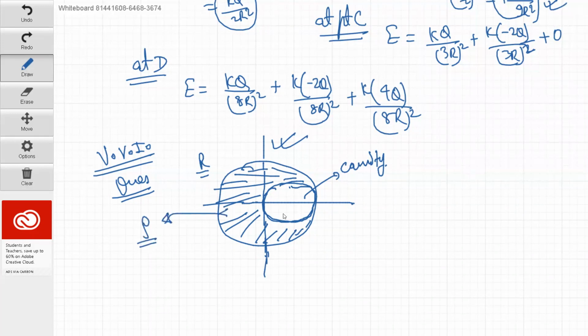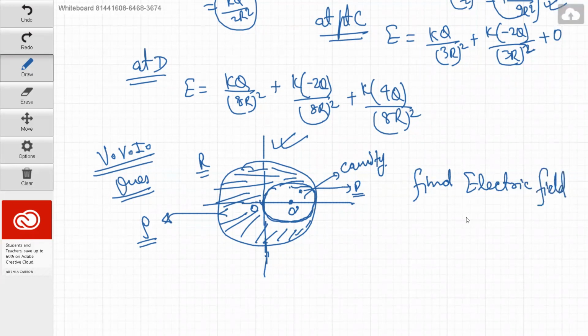Its density is rho. Charge density is rho. So there is a point. This point is O. This point is O dash. Here there is a point P inside the cavity. This is point P inside the cavity. Find electric field at point P. Is this okay? Do it first, try it. Try it for 2 minutes. Okay, then we will discuss.